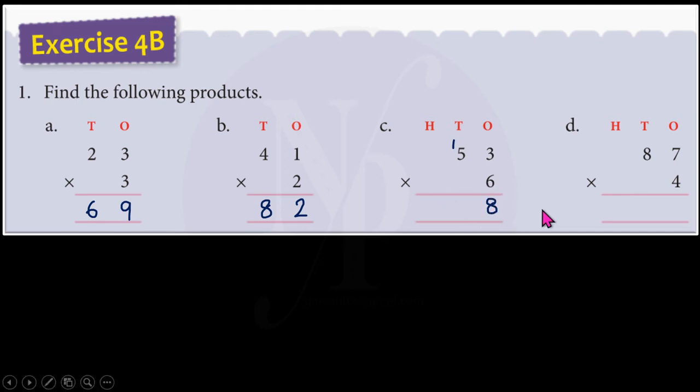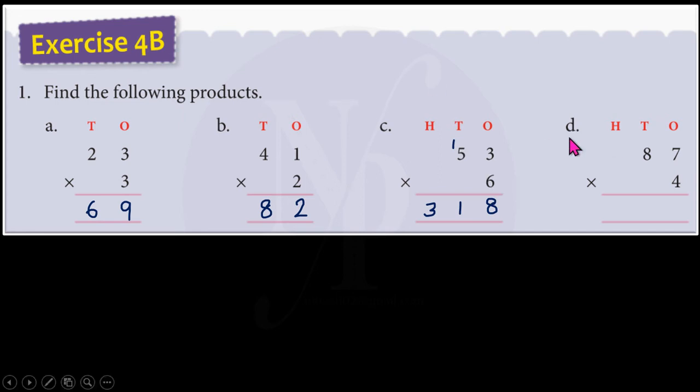So here now we multiply 5 by 6. So when we multiply 5 by 6, what we get? 6 5s are 30 and we will add 1 to that. 30 plus 1 is 31. 31 tens are regrouped as 3 hundreds and 1 ten. So 3 is written in hundreds column and 1 is written under tens column. 318 is the product of 53 and 6.